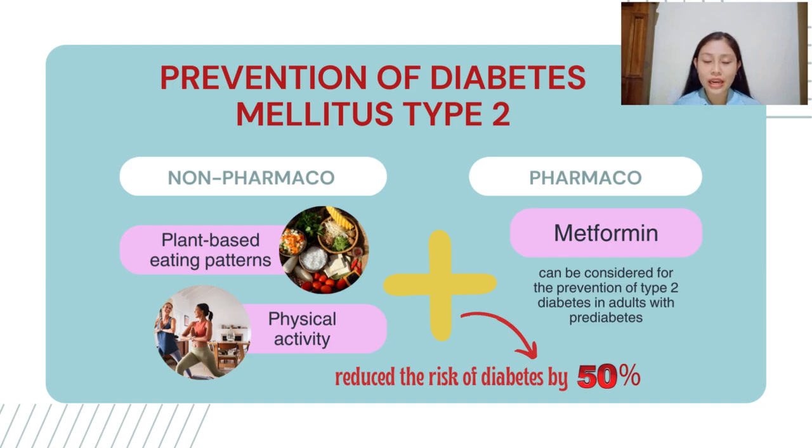physical activity. Meanwhile, pharmacologically, metformin is the agent with the strongest evidence base and shows long-term safety as a pharmacological therapy to prevent diabetes. Metformin and intensive lifestyle modifications can reduce the risk of diabetes by up to 50%.